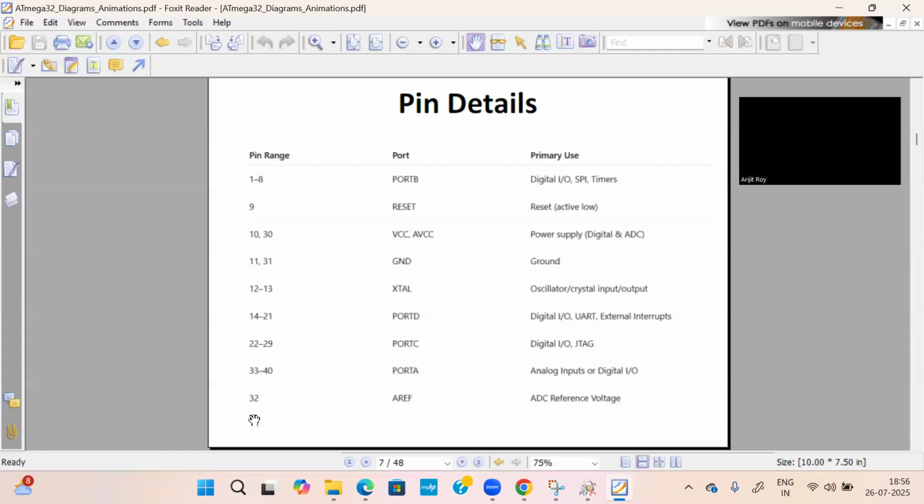So now I end this session for Atmega. In the next session, I will discuss the other parts of this microcontroller.